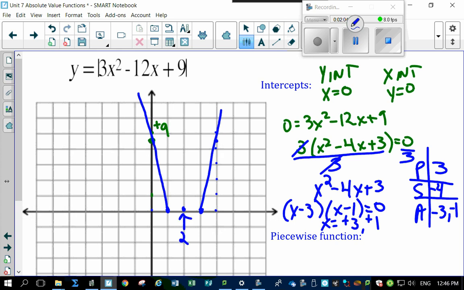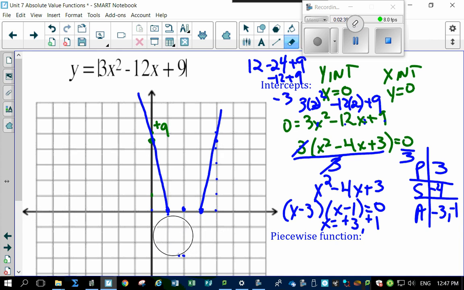So if you want, put the 2 back in here just to find out exactly how big of a vertex you're going to need. Okay, so put the 2 in here. 2 squared minus 12 times 2 plus 9. This I could probably do in my head. 2 squared is 4 times 3. That's going to be 12. 12 times 2 is going to be 24. And remember, minus 24 plus 9. Well, 12 minus 24 is going to give you minus 12 plus 9 is going to be, in fact, minus 3. So this vertex at 2 is going to be at minus 3.